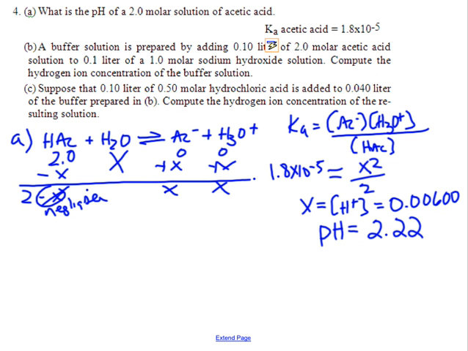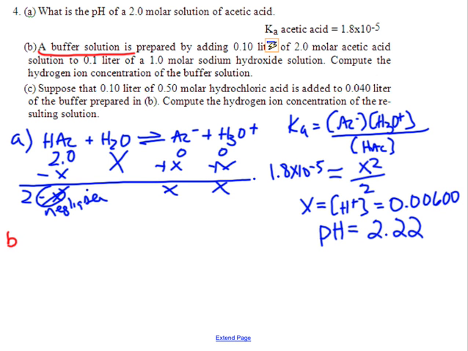A buffer solution is prepared by adding 0.1 liter of 2 molar acetic acid to 0.1 liter of 1 molar sodium hydroxide. What kind of problem is that? Don't say a buffer problem. It's an invasion problem. They happen to be telling you that after the war, you're going to have a buffer left over, that you're making a buffer through that process. So that's a hint. So hopefully that's what we'll get when we're done with the invasion.